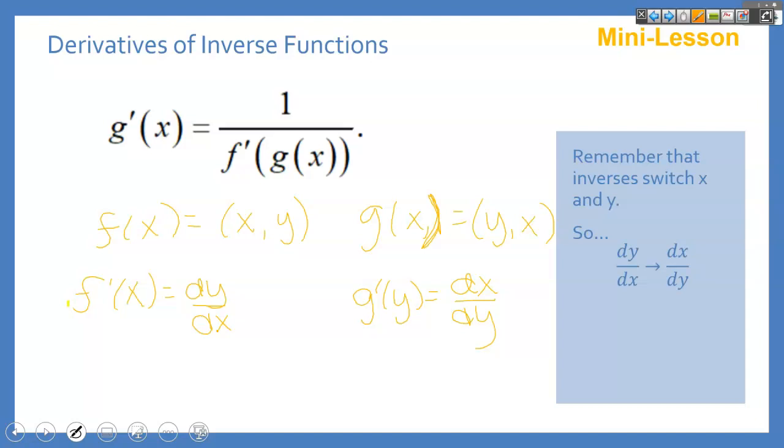So if you think about this, if you're looking at g prime of x, that's equal to 1 over f prime of g of x, but g of x would be really equal to x, so it's kind of like looking at 1 over f prime.